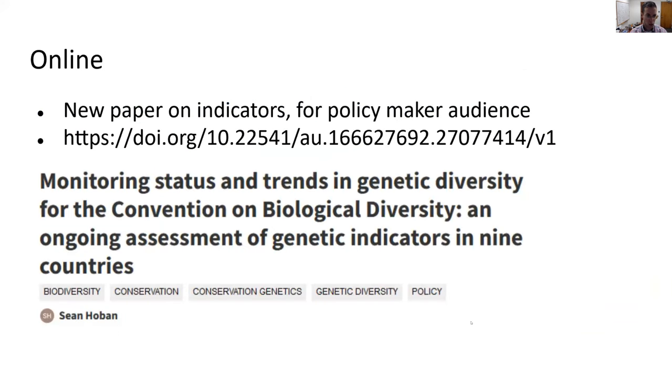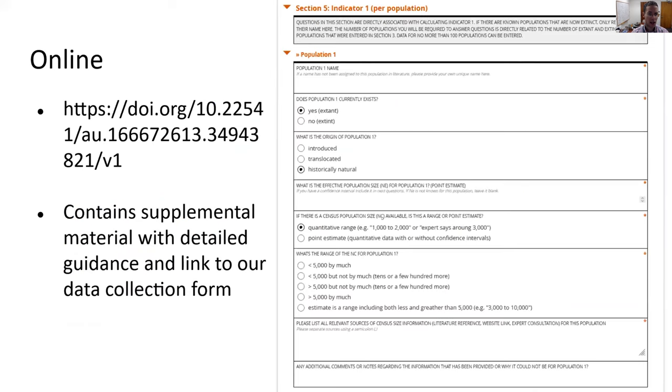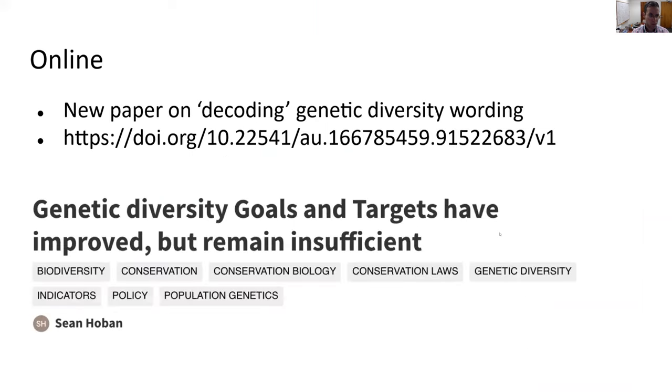And there are two preprint papers just out, one of them on monitoring the status and trends using these genetic indicators, to explain in more detail what you saw today. And you can also find with that article links to explore the data collection device in COBO. And then there is a paper on possible areas of improvement to the current goal and target wording and how the indicators connect to that wording and things that may be still missing from the current goals and targets with respect to genetic diversity.